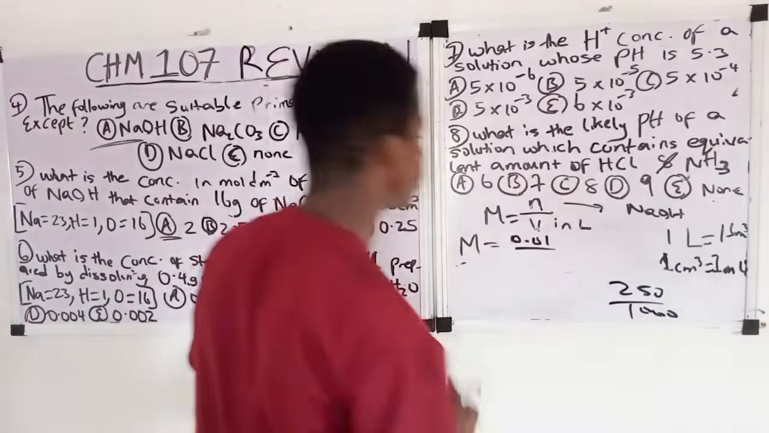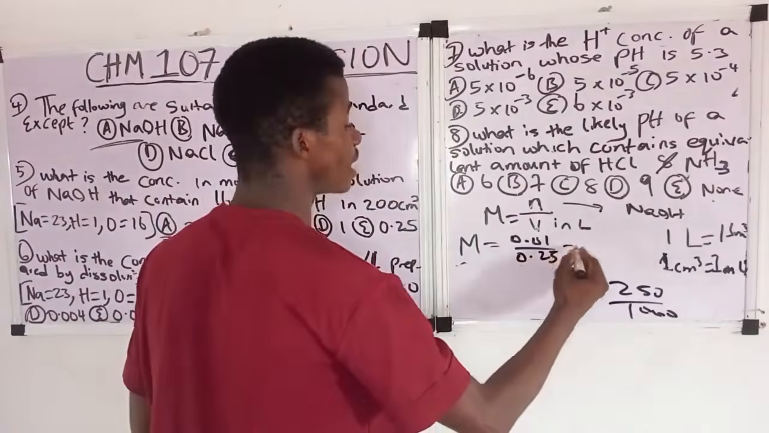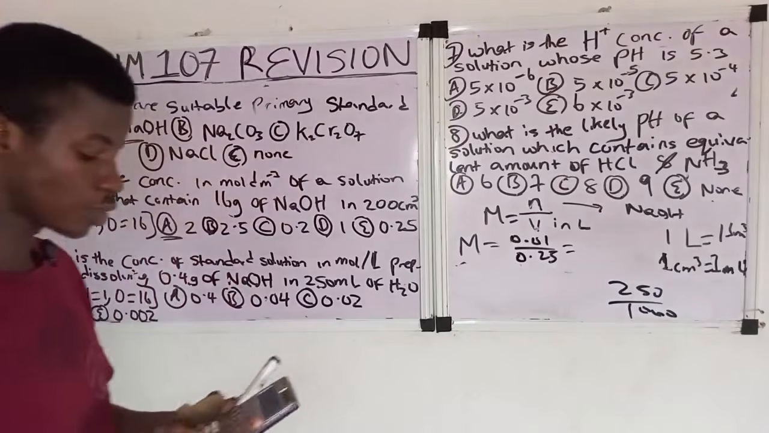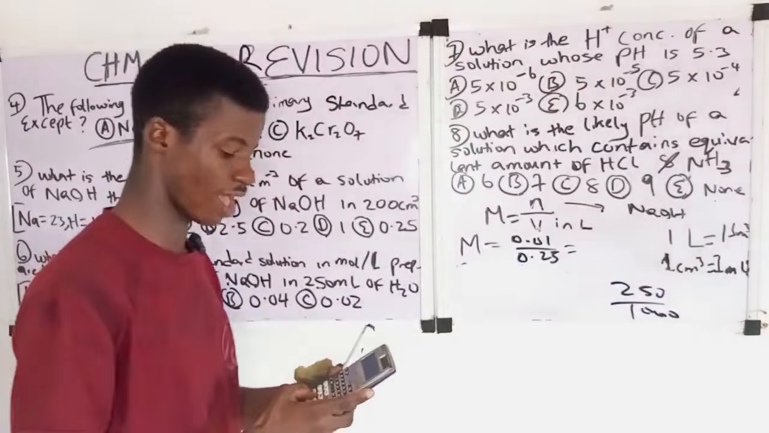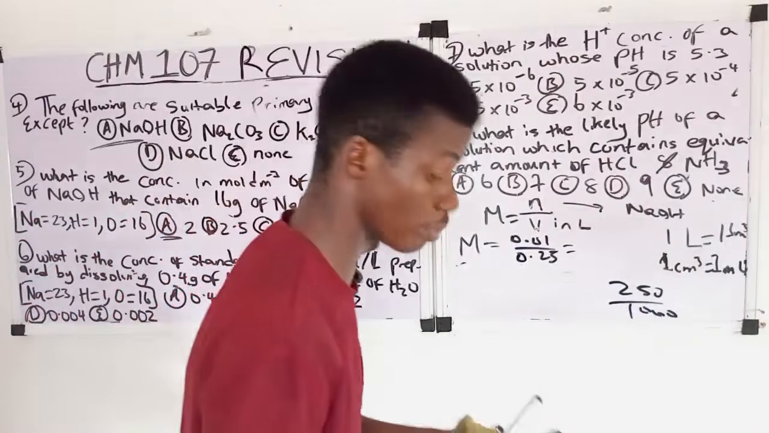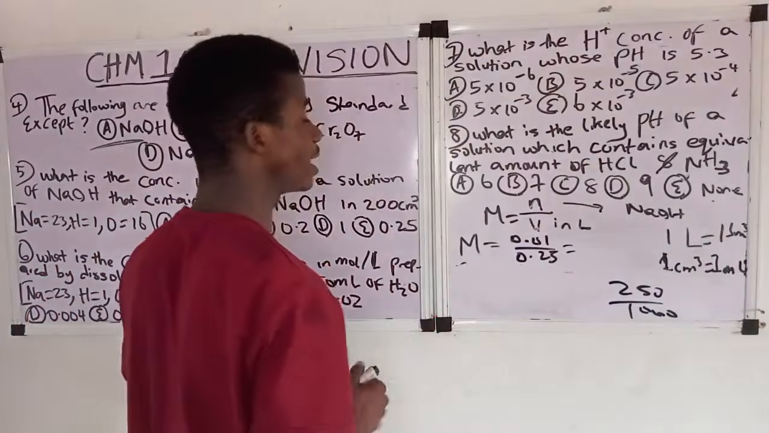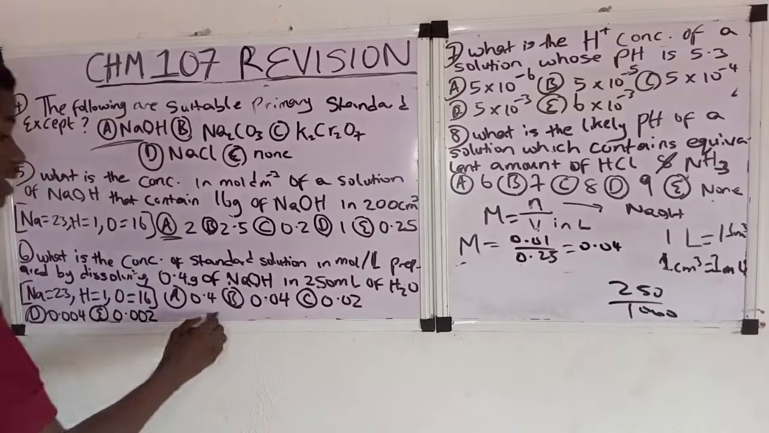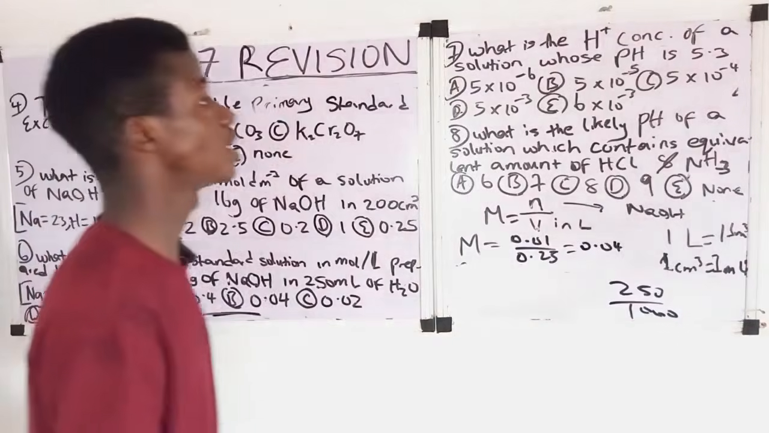0.25. So if we do everything, 0.01 divided by 0.25 will give us 0.04. Therefore, the molarity is 0.04. Molarity is the same as concentration. So the answer is B. Okay, now let's go to the next one, question 7.